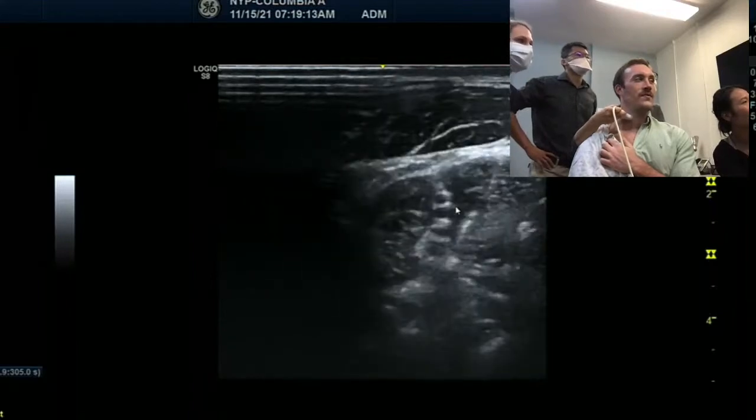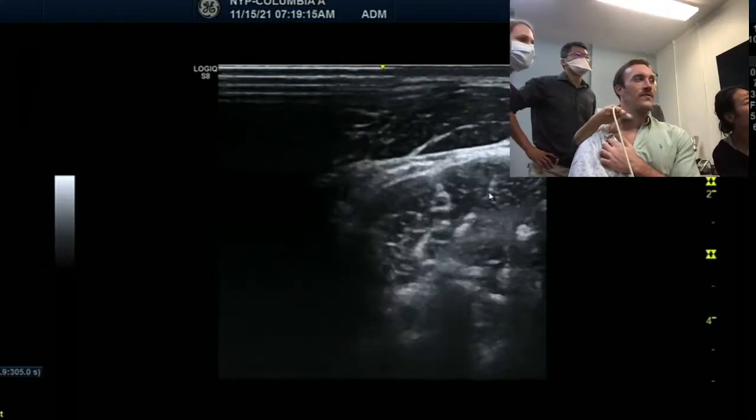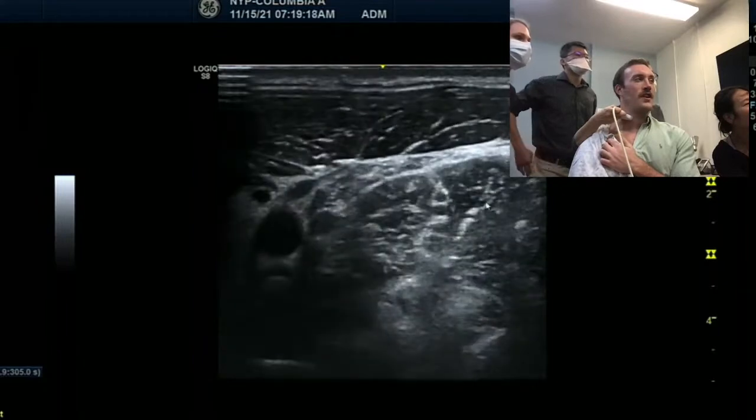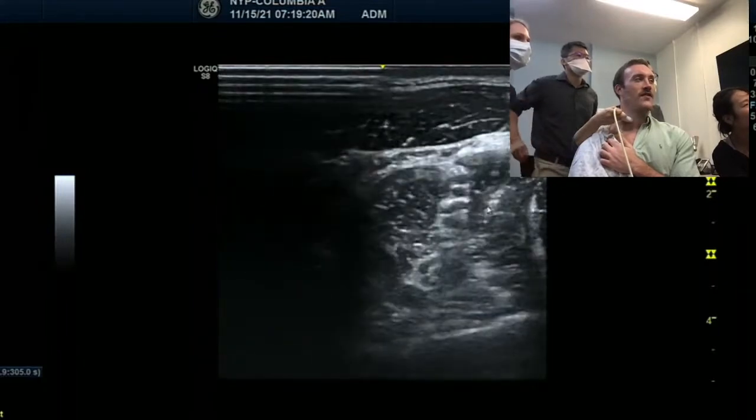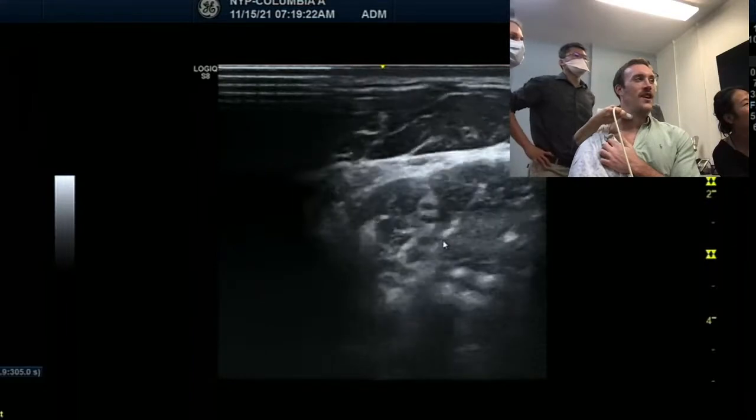It's moving. Look at that, the nerves are moving. To the right, this side? A little lower, below. Oh, right here. Yeah, that one is the long thoracic nerve. See? Oh, it is coming off.